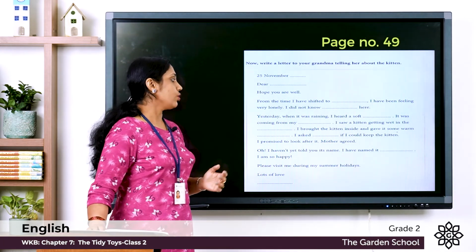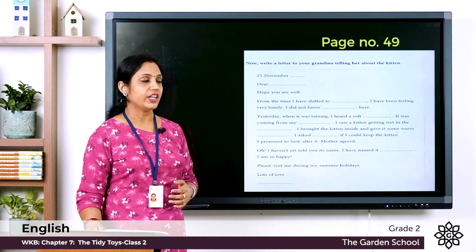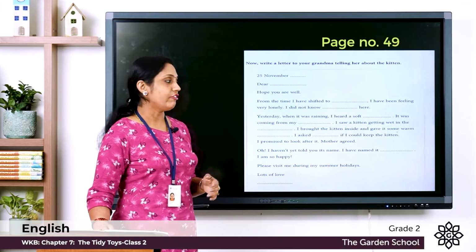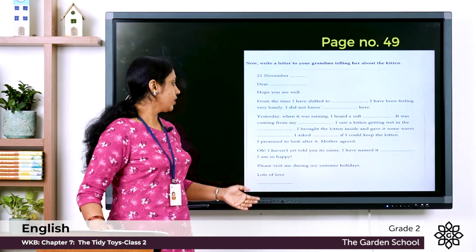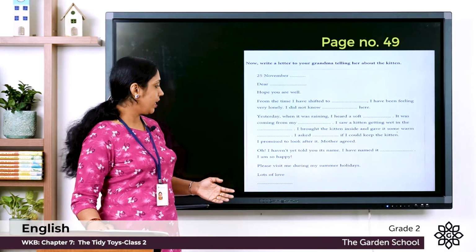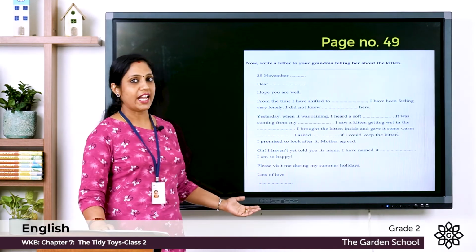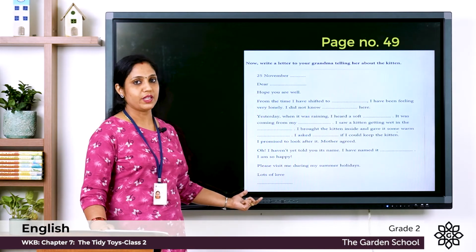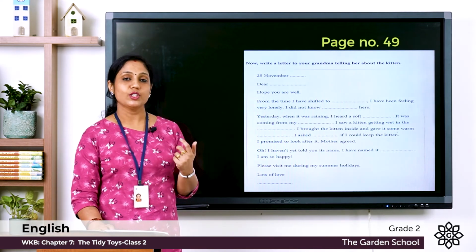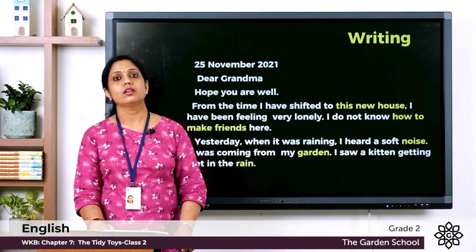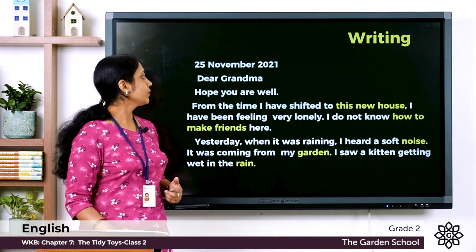I promised to look after it. Mother agreed. Oh, I haven't yet told you its name. I have named it dash. I'm so happy. Please visit me during my summer holidays. Lots of love, dash. So lots of love dash means here Imran is writing a letter to his grandma. So what you have to write here? Lots of love, Imran.